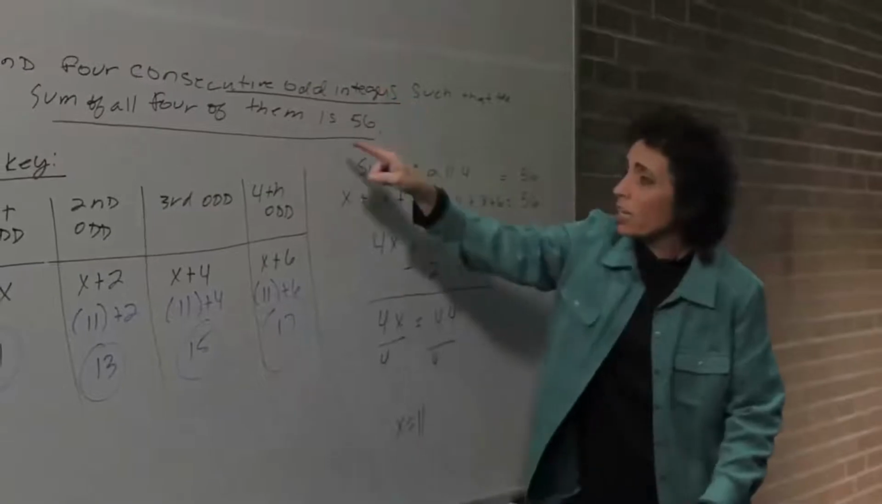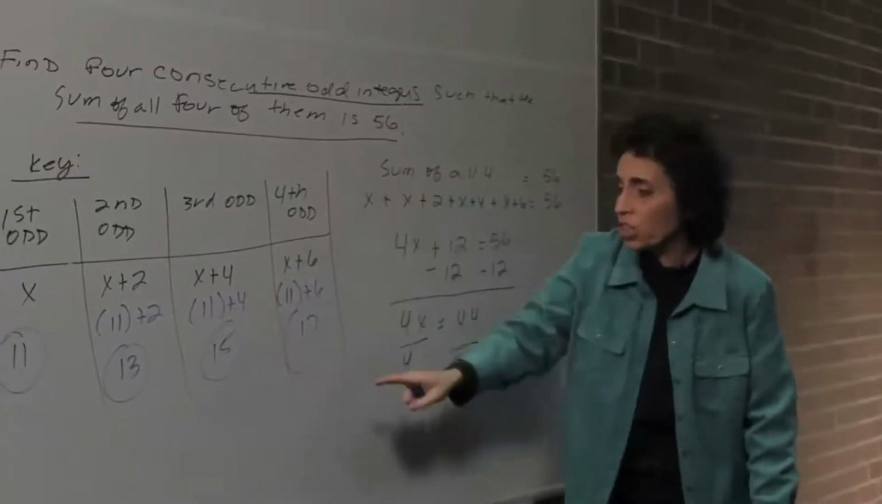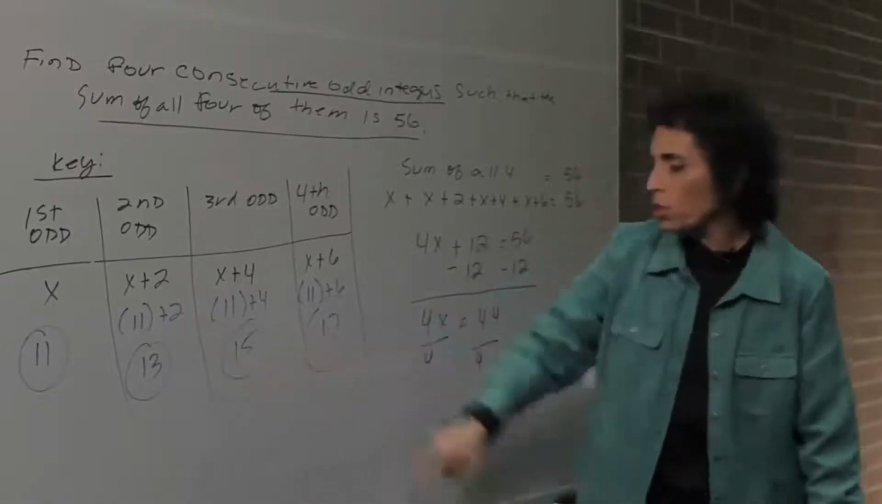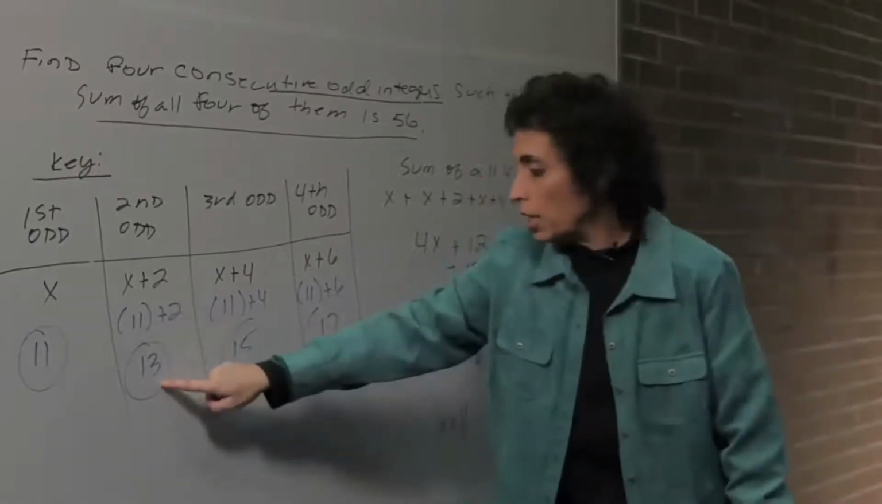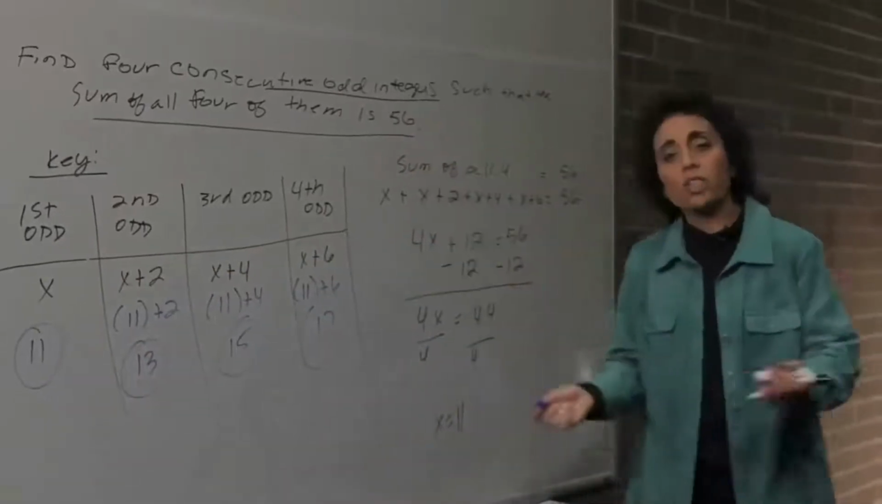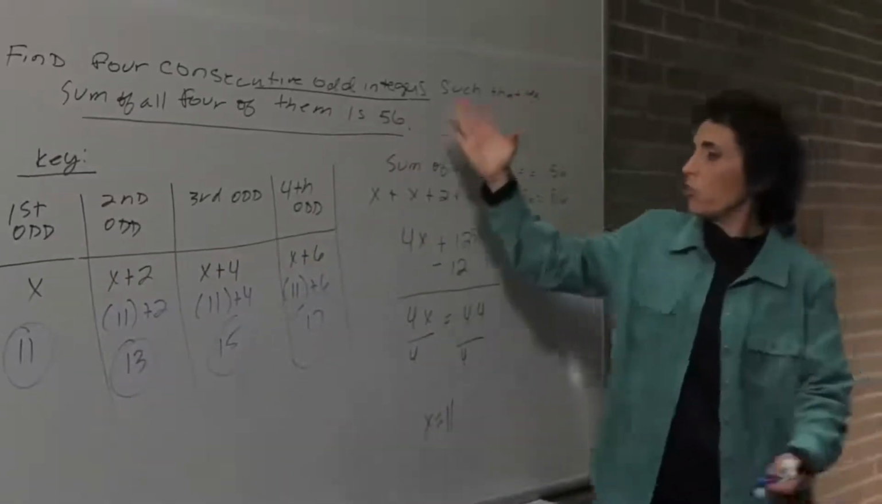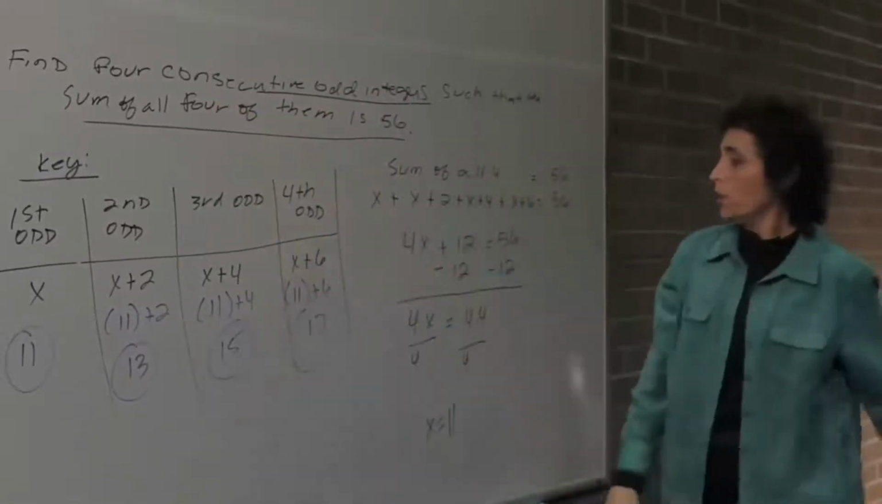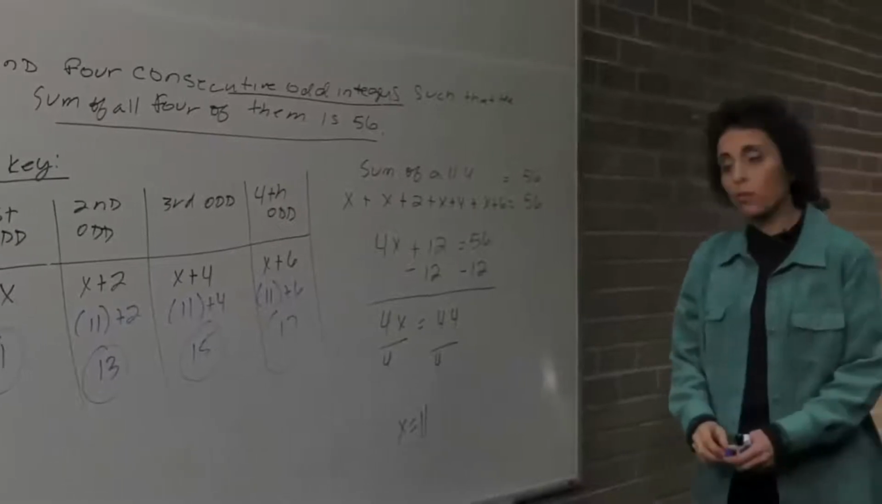That part is checked. We know the sum of them has to be 56, so we just add them. 17 and 15 is 32. 32 and 13 is 45. And 11 is 56. Checks out. Your check is almost in your head. Just make sure everything checks out, just like all verbal problems. So cool. All right, that's the end of that problem. We can move on to the next one.